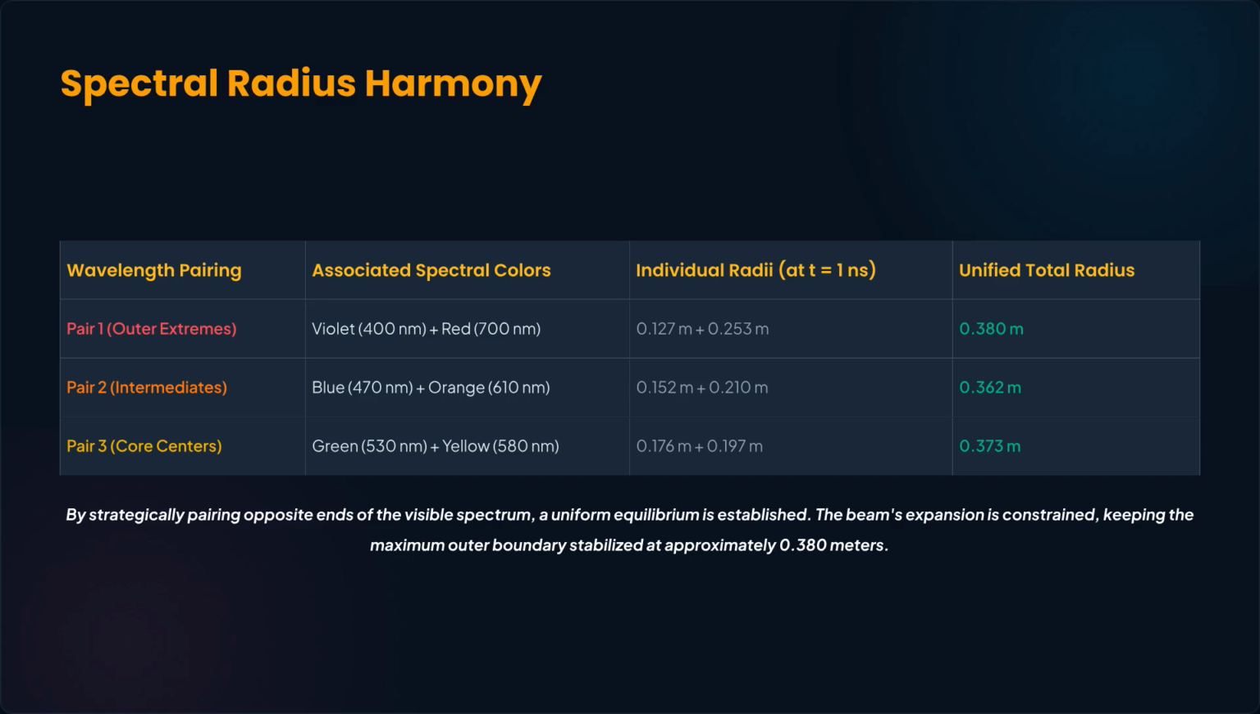However, look at what happens when we strategically pair opposing ends of the visible spectrum. Pair 1, violet and red, gives us a combined radius of exactly 0.380 meters. Pair 2, blue and orange, yields 0.362 meters. Pair 3, green and yellow, yields 0.373 meters. An incredibly uniform equilibrium emerges.